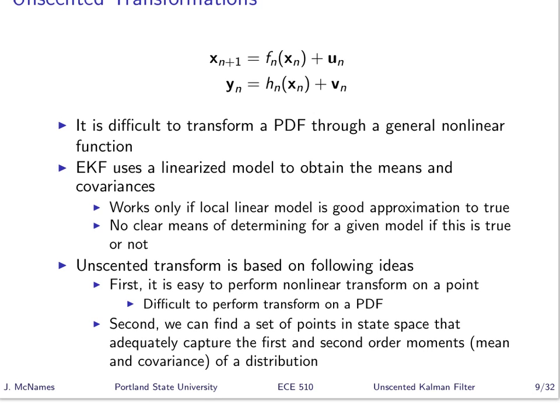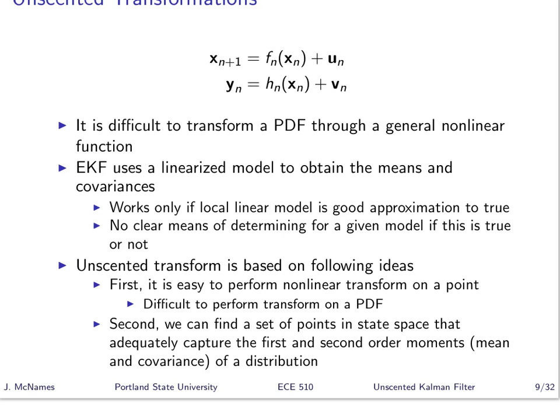So the unscented transform is based on a couple of key ideas. The first thing is we can easily put points through these models. We know what they are, and for any given value of the state vector, we can push that through and compute that really quickly. The particle filters leverage that same property, that we know what these nonlinearities are, and we can calculate it for a point.